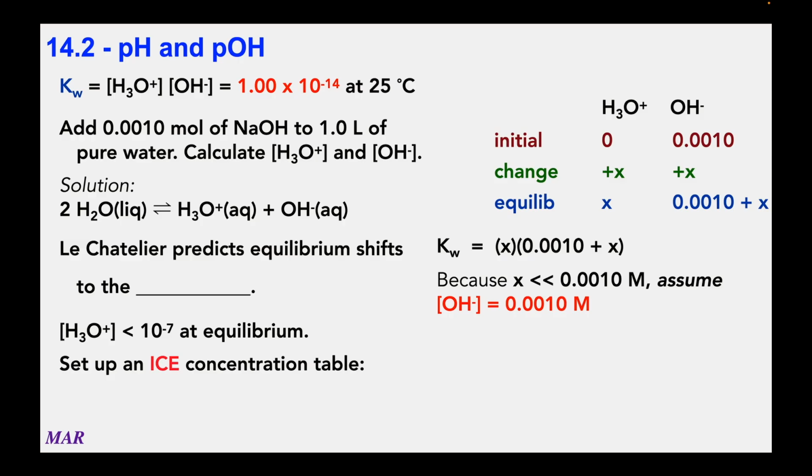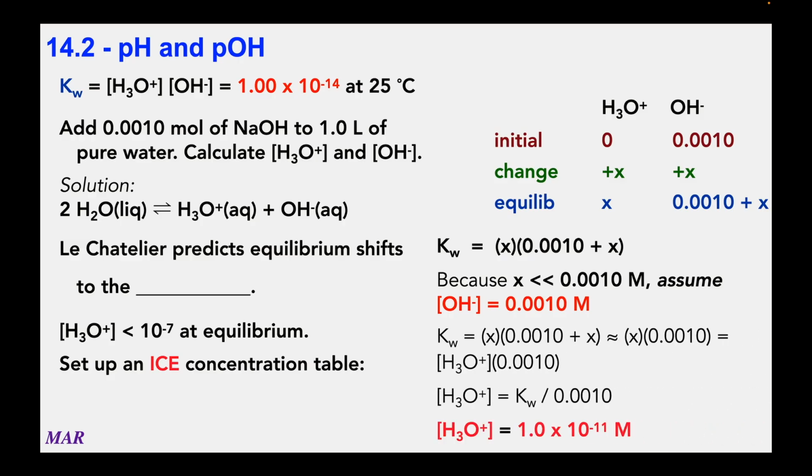However, because the X, which is the amount of hydronium made, is going to be so much less than 0.0010, all right? I mean, it was already 0. It's going to go up a little bit, but it certainly isn't going to go up that much. So what usually is done is you can ignore the plus X. That little plus X can often be ignored. If that's the case, then hydroxide is 0.0010 molar. So you end up solving for hydronium. Hydronium equals Kw divided by 0.0010. And it does come out to be a small number, 1.0 times 10 to the minus 11th moles per liter.